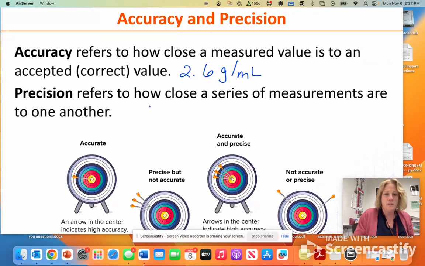Precision is how close your measurements are to each other, how consistent you are. And this is also depending on the instrument that you use.